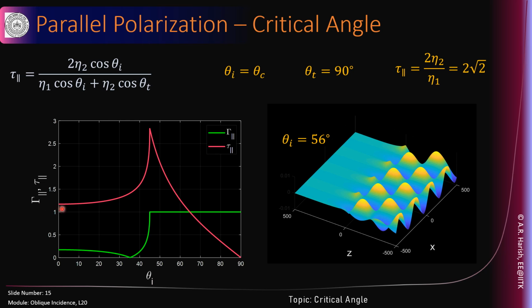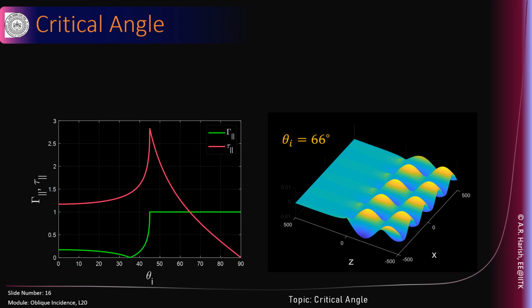And how about the transmission coefficient? It goes on increasing and hits the value 2 times eta 2 upon eta 1, and then it will start decreasing, and as theta I increases beyond the critical angle, one more factor comes in, that alpha E, remember, that factor keeps increasing and the attenuation will be very fast. This is theta I equal to 6 degrees, and when theta I is equal to 66 degrees, you can see that the attenuation becomes very fast. It has attenuated off very quickly.